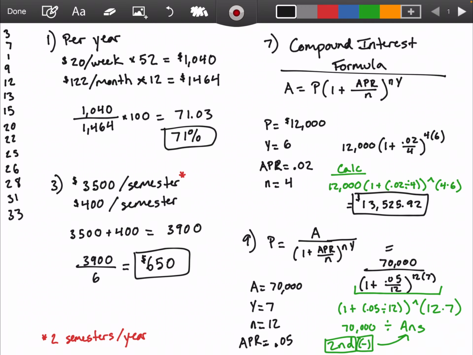So our answer, you need to invest $49,364.05. That's like chump change, right? We all have that. We're ready. Excellent. Okay, next. Let's see, 12, 13, 15, 20. I'm just going to write those down. 12, 13, 15, 20.